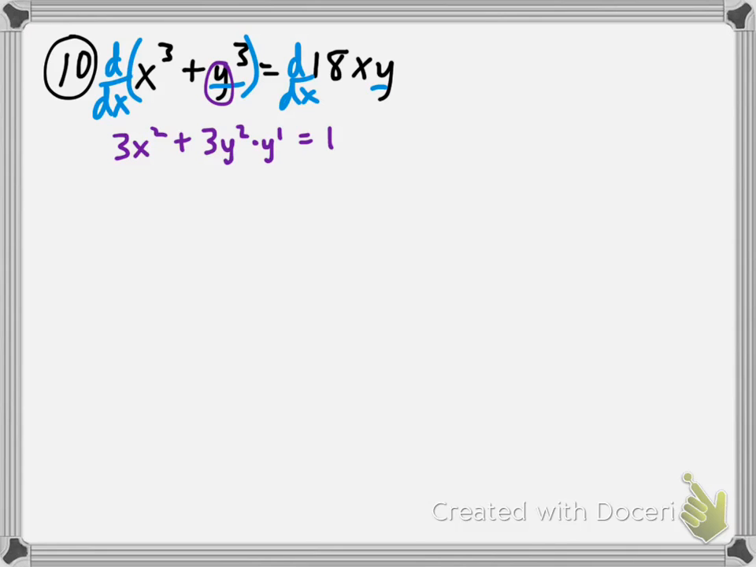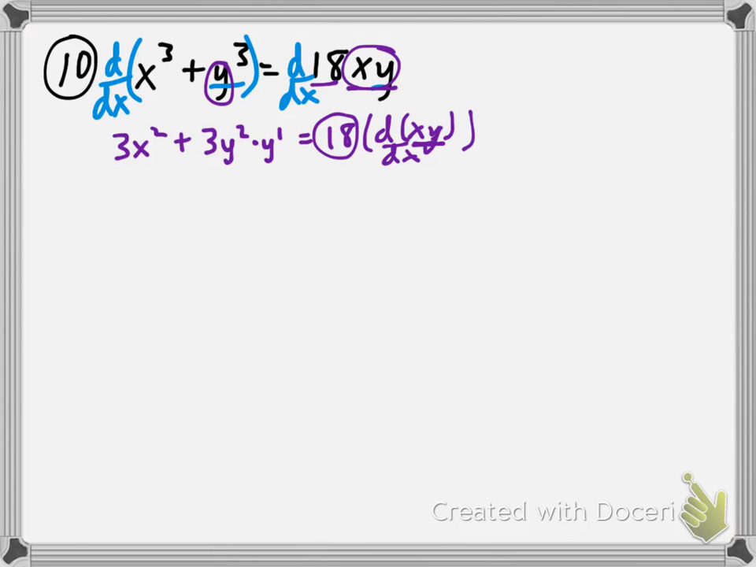Equaling 18 times. Let's write it like this so it's maybe a little easier to understand: 18 times the derivative of this. That's the constant multiple rule. If you take the derivative of a constant times some function or variables that change depending on x, we can write that as 18 multiplied by the derivative of xy.